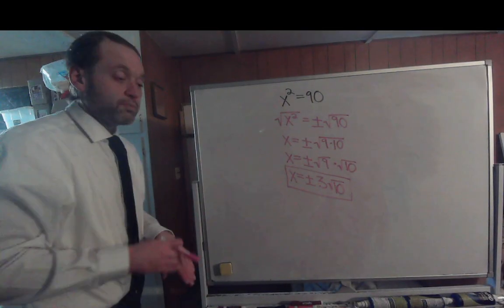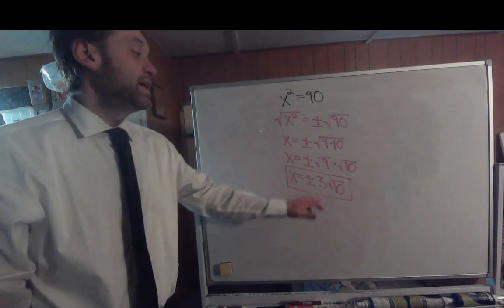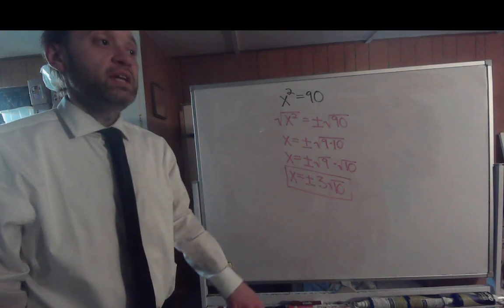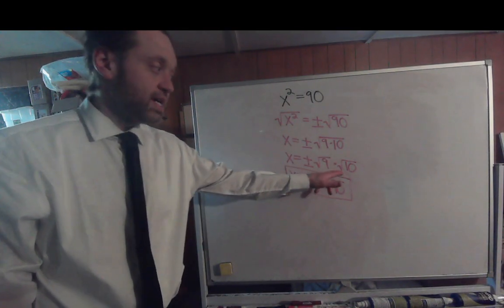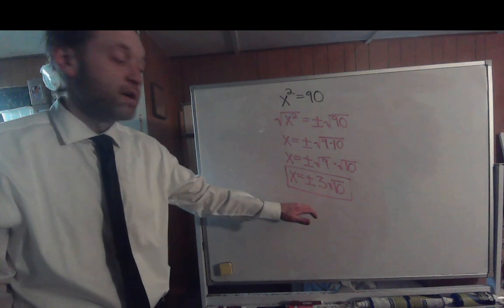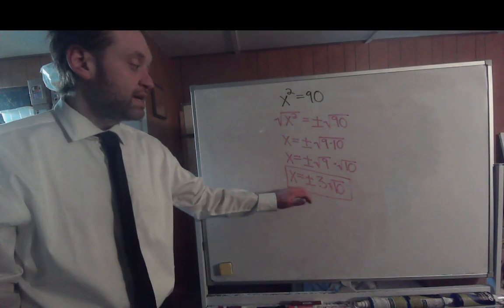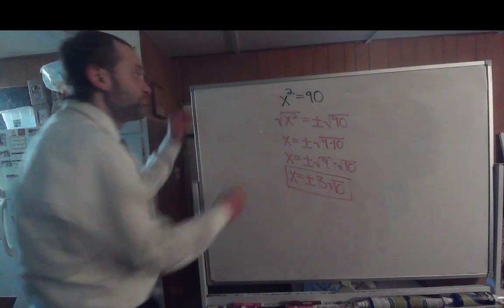In order to get the proper answer, your radical expression must be in simplest form, meaning you factored out any perfect squares. 9 is a perfect square, 10 is not. You can't factor 10 any further, but 9 is a perfect square. So that would break down into x equals both plus and minus 3 times the square root of 10.